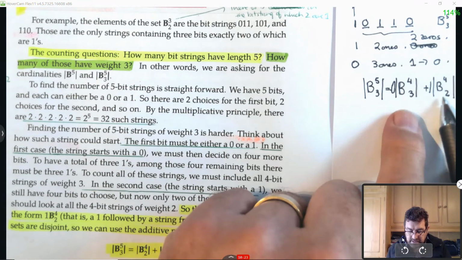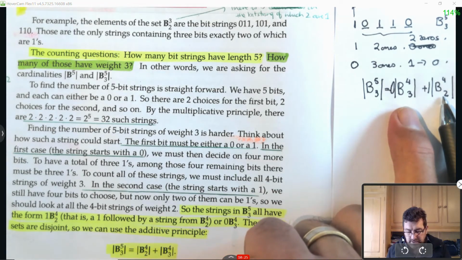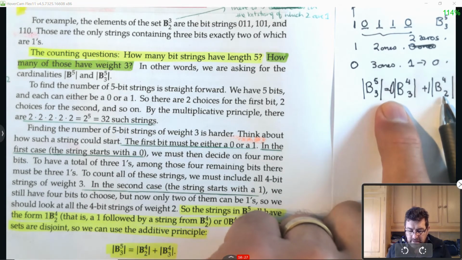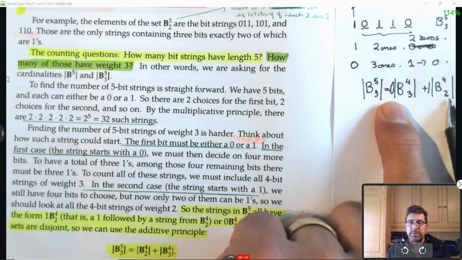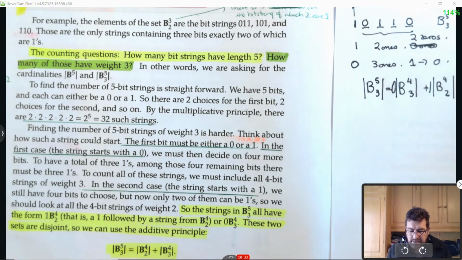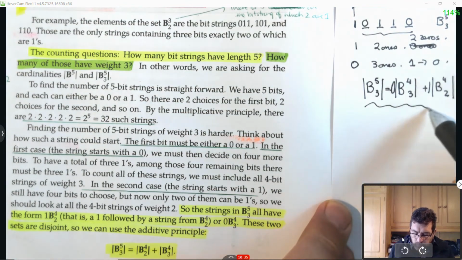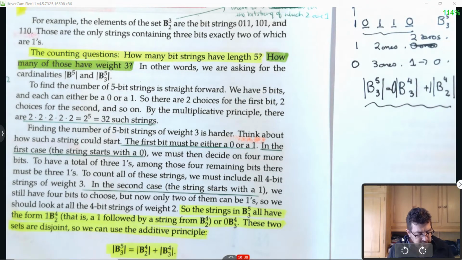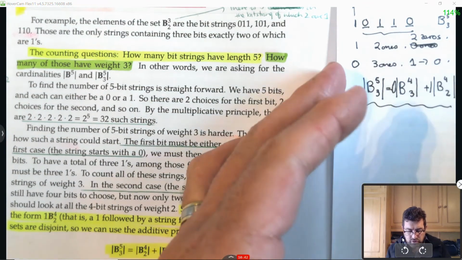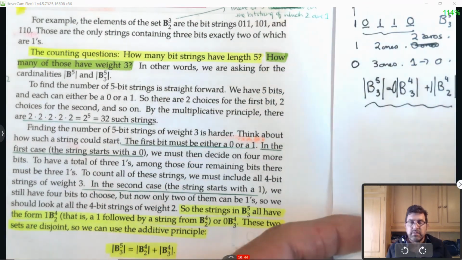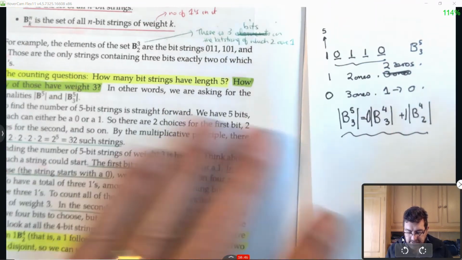Now folks, these two sets are completely disjoint. That means the one cannot happen whilst the other one is happening. They are happening completely separately. So that is why we can use the additive principle here, to complete that distribution for us.